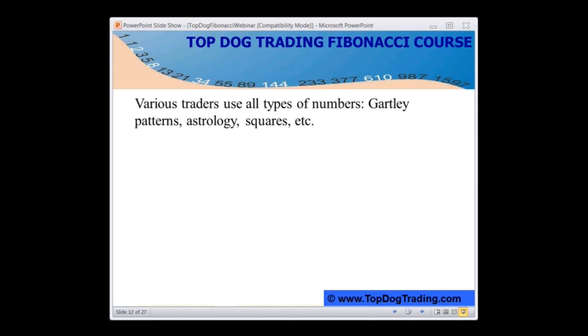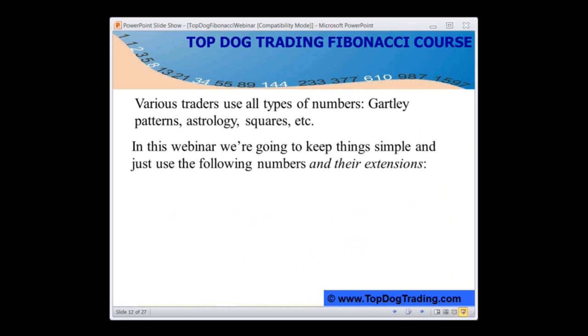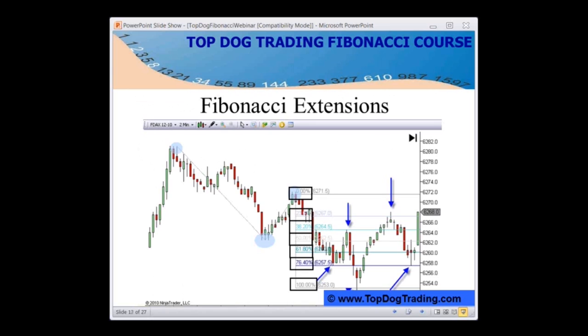First, let's acknowledge something. This is just one type of market geometry, as I call it. And there are other types: Gartley patterns, astrology, squares, all these things can be used. We don't have time to go into all of them today, just because of our time limitation, obviously. So today we're going to just talk about these numbers and their extensions. And so these are the numbers I already gave you: 0, 23.6, 38.2, 50, 61.8, 76.4, and 100. And by the way, you can expand beyond that, and you can go above or below these numbers. So in other words, you could go to 123.6, 138.2, 150. Or you could go the other way, negative 23.6, negative 38.2, negative 50, and so forth. But these are the ratios that we're going to focus on today.